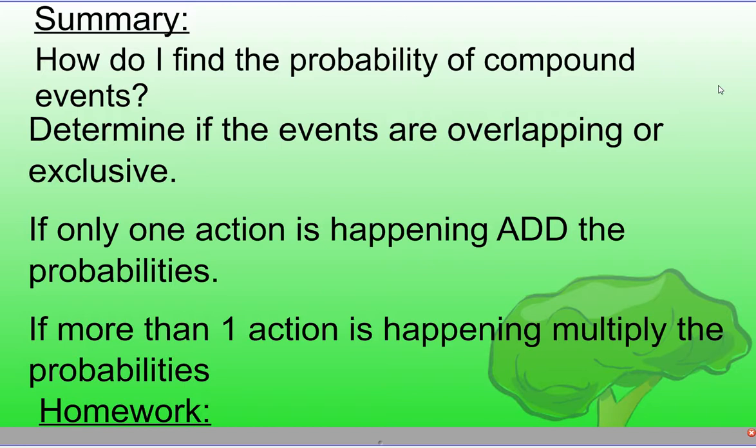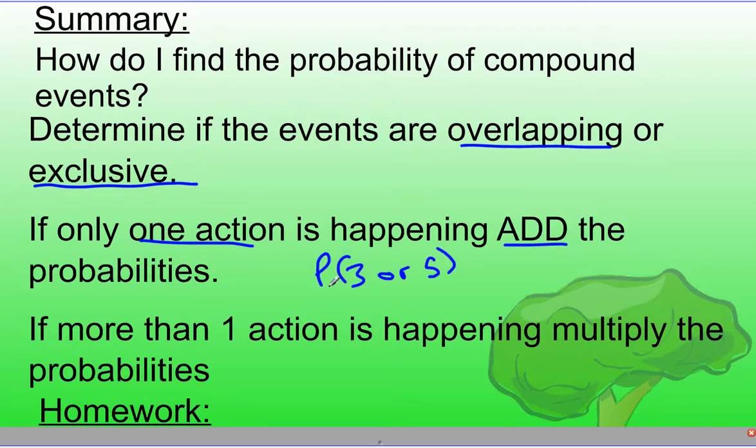Alright, here's what I said. I said, determine if the events are overlapping or exclusive, meaning they have something in common or they have nothing in common. Then, if only one action is happening, you add the probabilities together. So, for example, the probability of rolling a 3 or 5 on a dice. That's only one action. You're just rolling the dice one time, you want a 3 or a 5, so you add the probabilities together. 1/6 plus 1/6 is 2/6, which is 1/3.